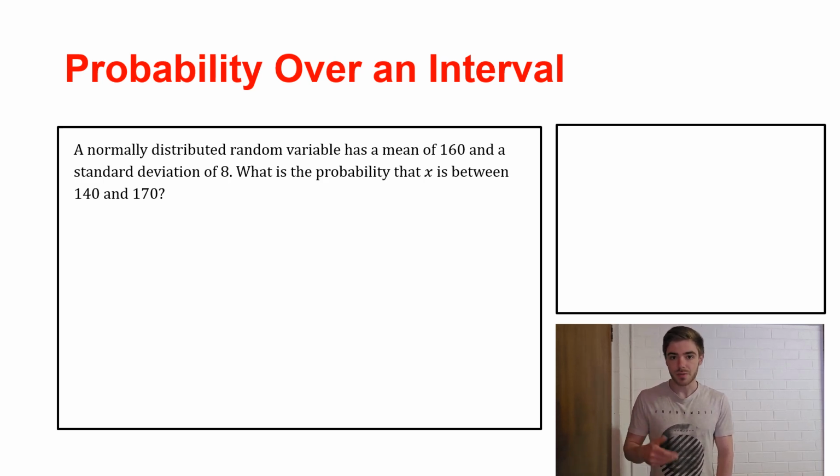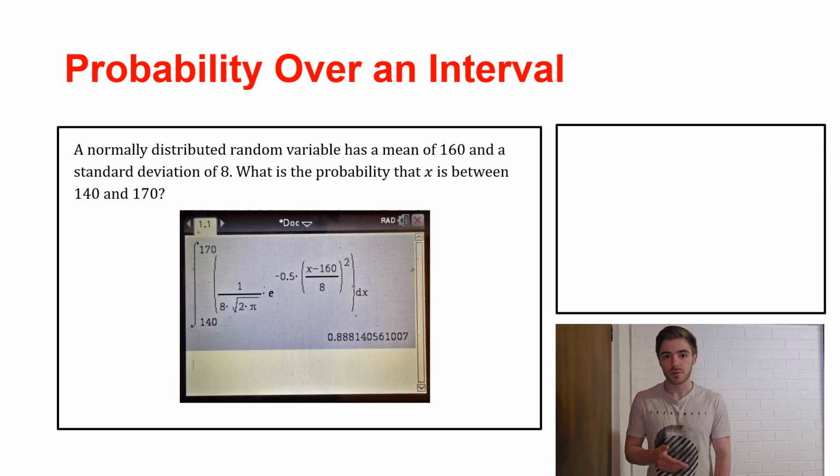As mentioned earlier, the normal distribution is just a special kind of probability density function, so all the rules that apply to those also apply to the normal distribution. So, presumably, we could just take the integral from 140 to 170 and just solve it that way, which is doable, but it's on the slower side, and it would be a nightmare to do by hand.